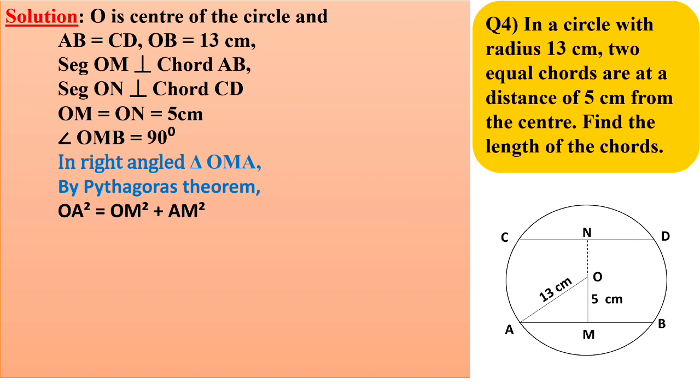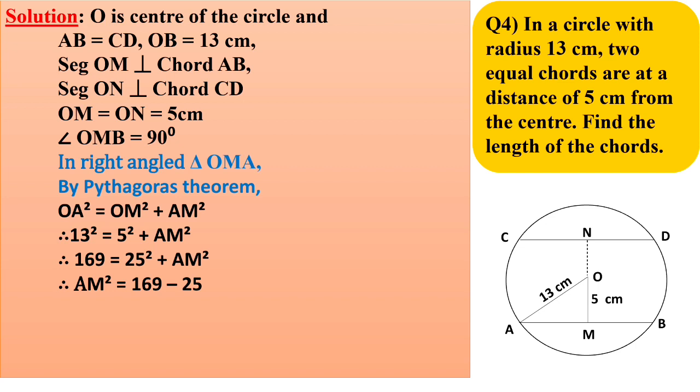So OA square equals OM square plus AM square. Radius we have 13. OM value we have 5. 13 squared is 169. 5 squared is 25. And the 25 will move to the left side and become minus. So 169 minus 25 we get 144. Square root of 144 we get 12. 12 is the value of AM, but we have to find the full chord AB.